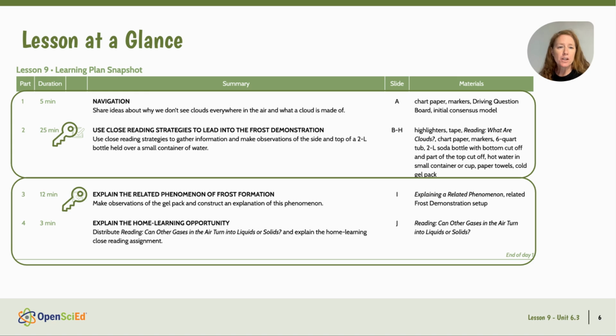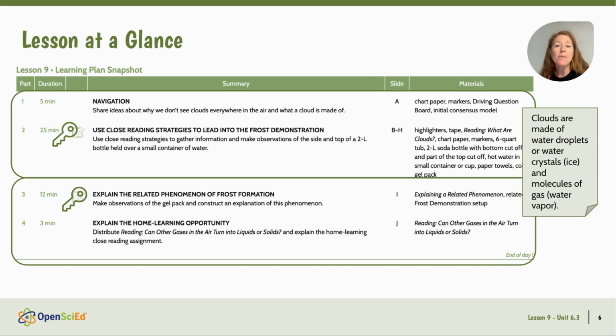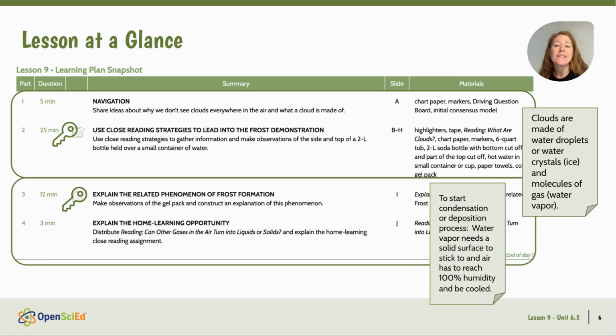In the first chunk of the lesson, we read an article to gather information about cloud formation and then pause to set up a frost demonstration. The reading helps us figure out that clouds are made out of water droplets or water crystals and molecules of gas. And we also learn in that reading that in order for condensation or deposition to start, water vapor needs a solid surface to stick to, and the air has to reach 100% humidity and be cooled.